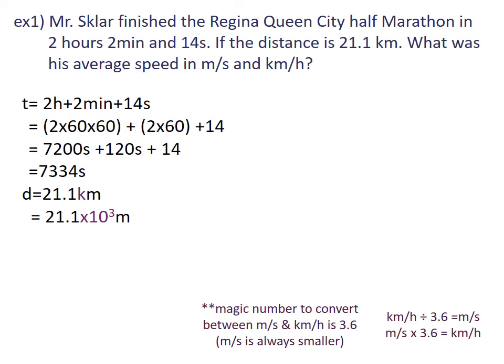And it asks me what was his average speed in meters per second and kilometers per hour. I'm looking for speed, and speed is symbolized by a v. So v is our unknown. The formula that has t, d, and v in it is v equals d over t. I'm looking for v. It's already isolated, so I can go directly into substituting numbers. So I'll put in 21.1 times 10 to the 3 meters on the top and 7,334 seconds on the bottom.